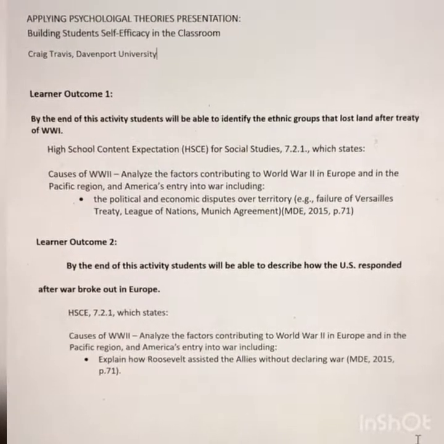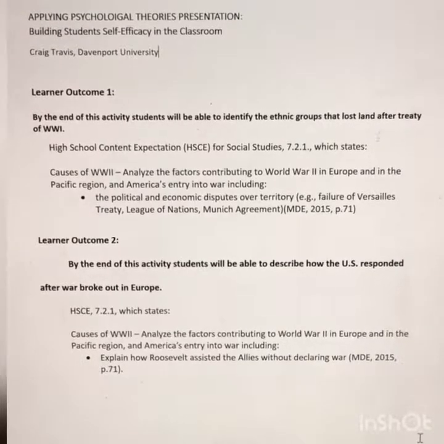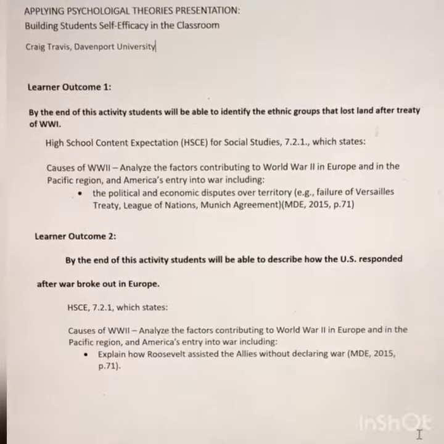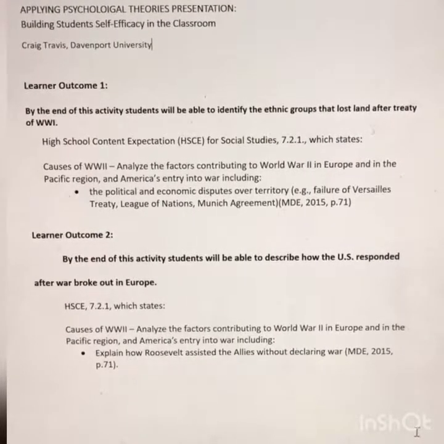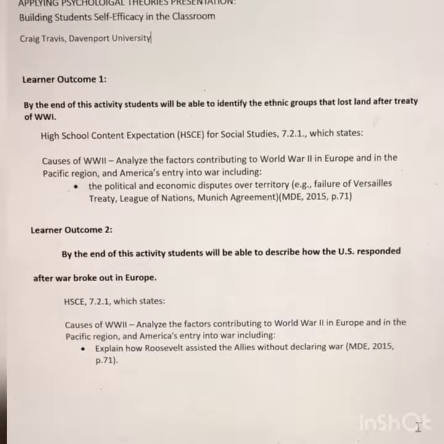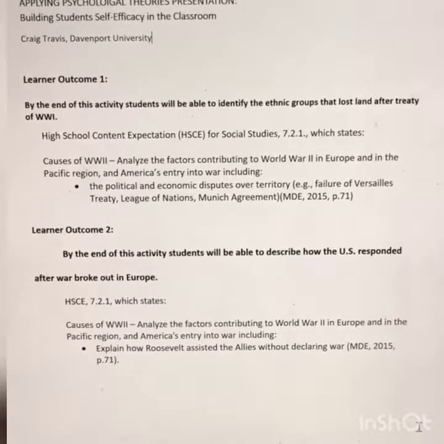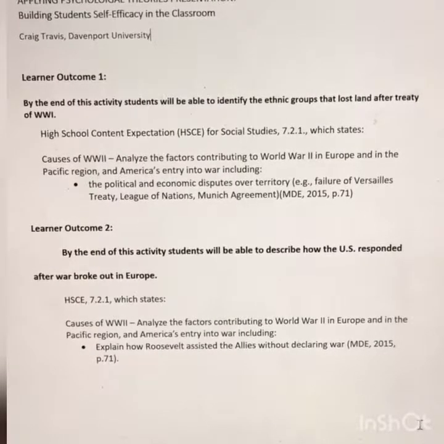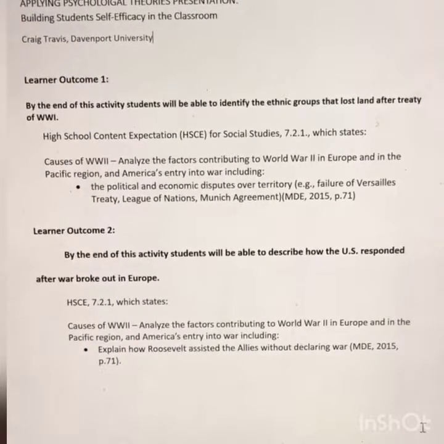You will see two learner outcomes in the video. The first one is Learner Outcome 1. By the end of this activity, students will be able to identify the ethnic groups that lost land after the Treaty of World War II. The second learner outcome: by the end of this activity, students will be able to describe how the U.S. responded after war broke out in Europe.